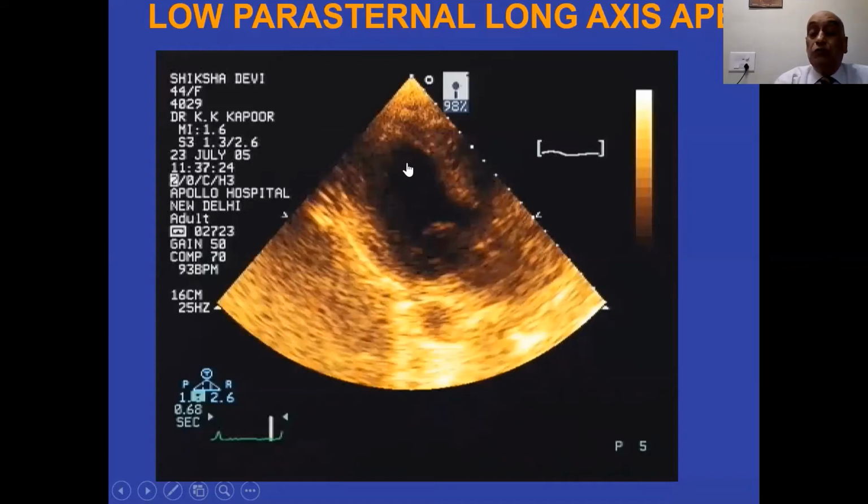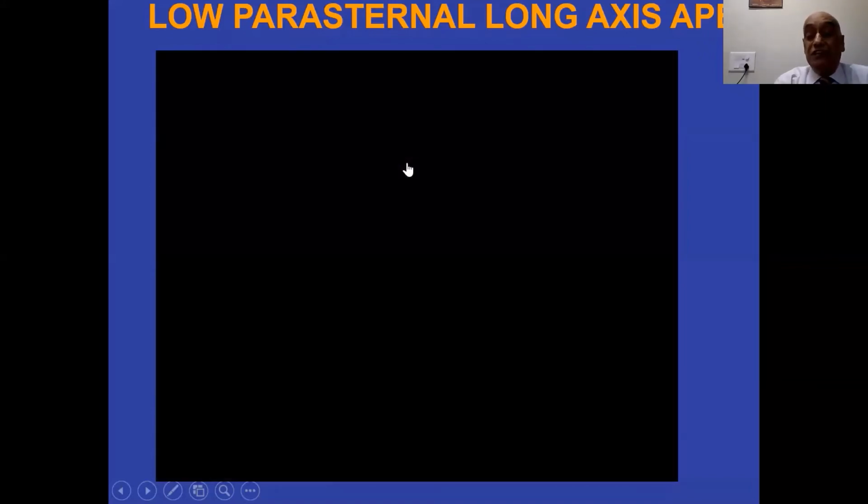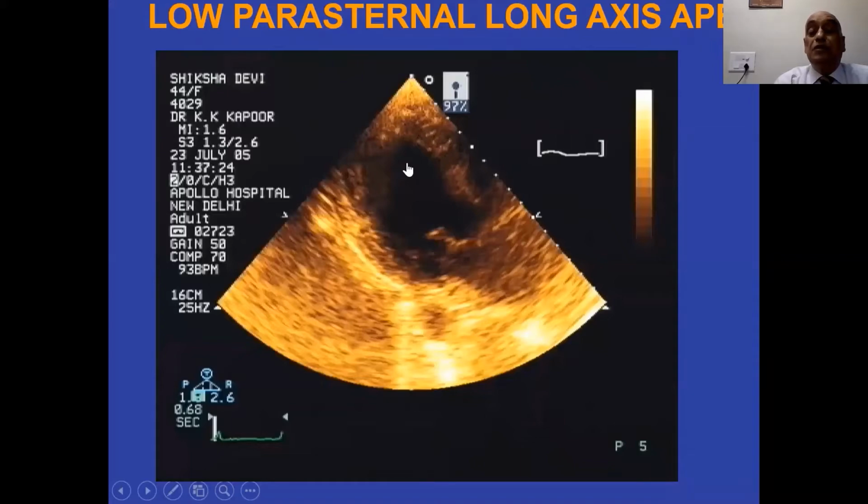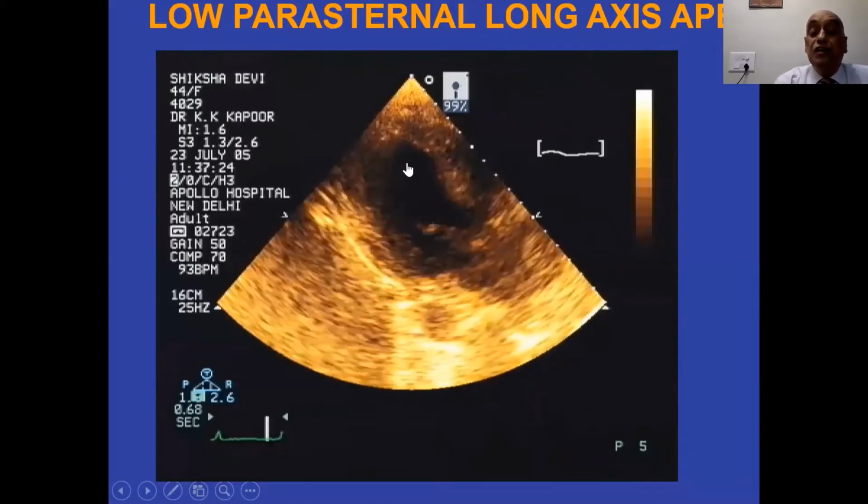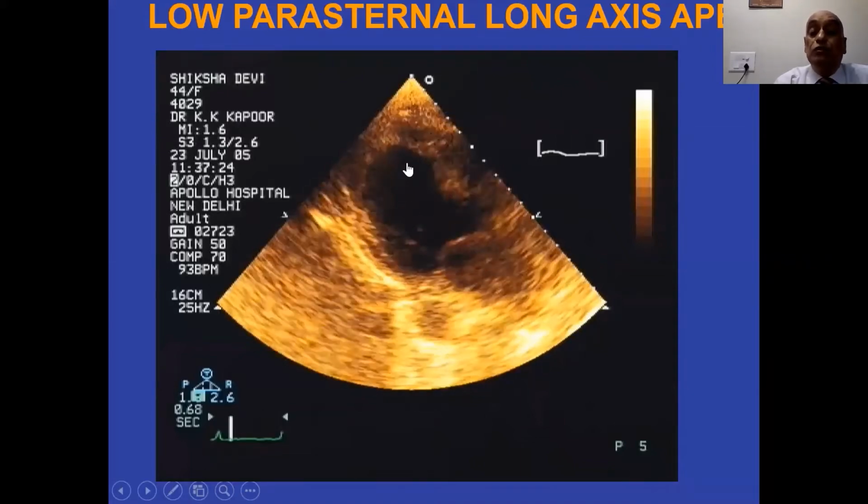So these are all the variations which should come as a reflex, that whenever you're doing a classical parasternal long axis view, taking the measurements, you also reflexly go through these various variations of this view.